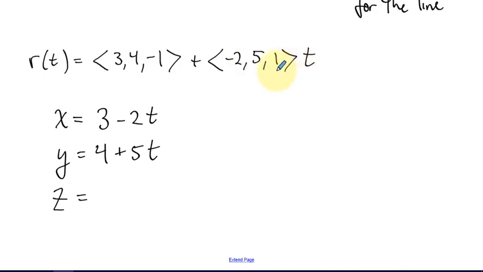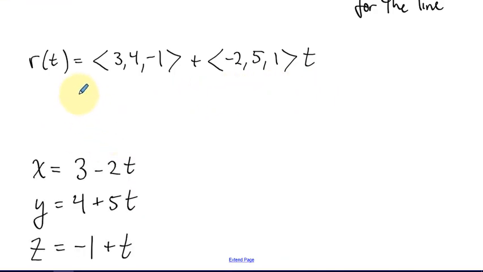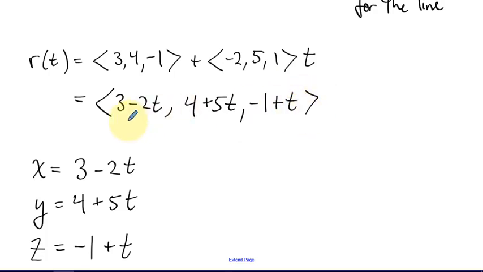As you can see, when you add these two vectors together, you're going to come up with this expression. You'll have negative 1 plus t. In other words, what does it actually look like if you actually added them together? It would look like 3 minus 2t and 4 plus 5t and negative 1 plus t. And so there you can see where I'm getting x, where I'm getting the y value, where the z value comes from in this parametric form.